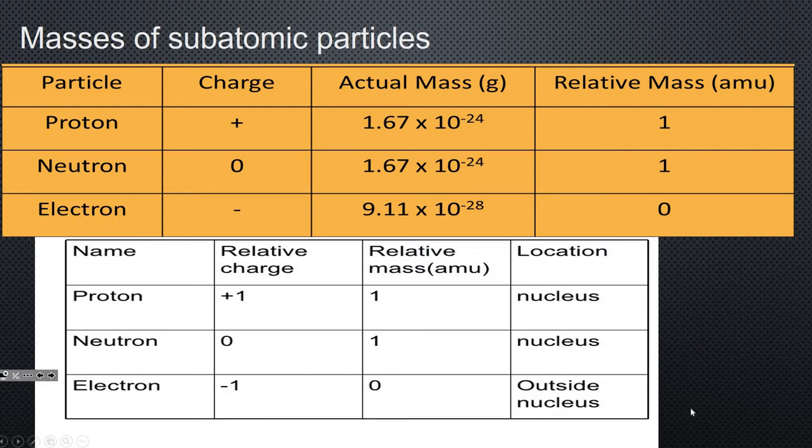The relative mass is 1 for protons and neutrons, and 0 for an electron, because it's so far off that to just 3 significant figures, it rounds to 0. Okay, relative charge we got there, and where they're found. Protons are found in the nucleus, neutrons are found in the nucleus, and electrons outside of the nucleus. So we should be able to get this.